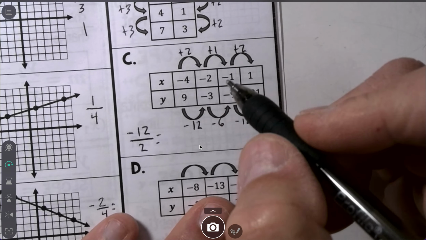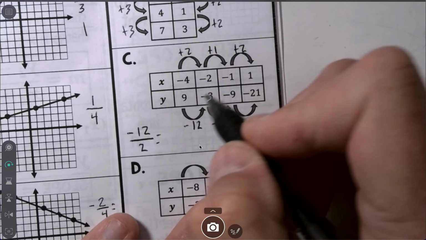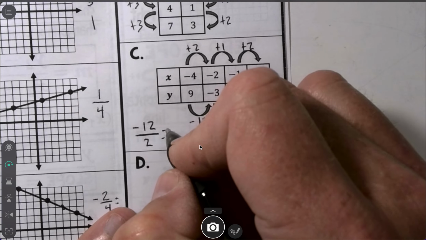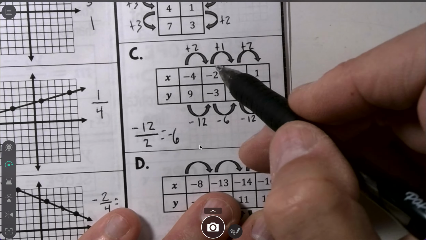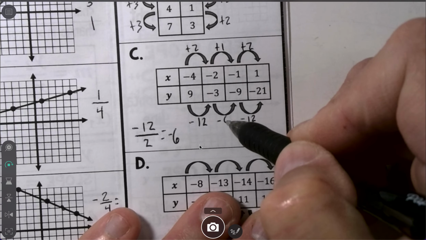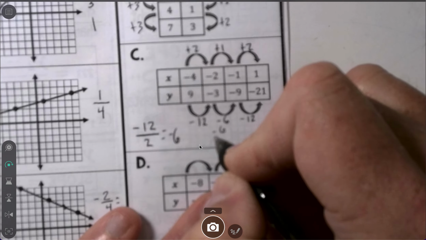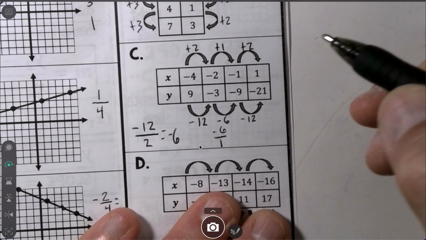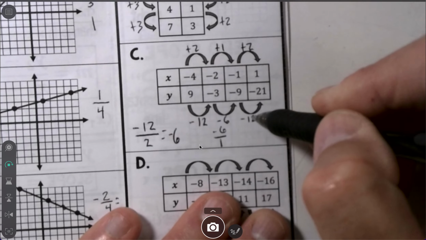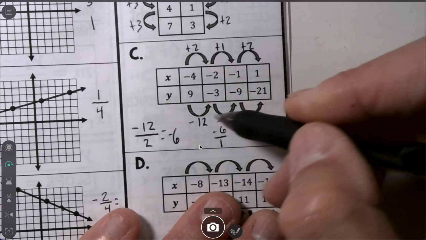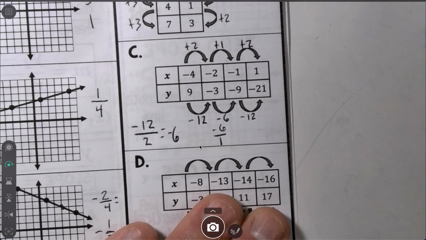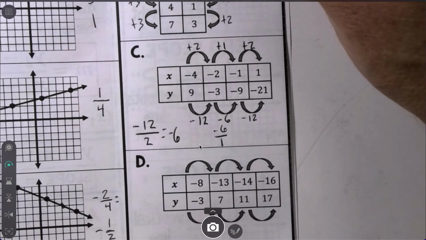Okay, what does that simplify to? Negative 6. Okay, but what if I use this interval? This would be a negative 6 over a positive 1, and that is the same thing. It's still a negative 6. And here I've already got that negative 12 over 2 interval, so we know that's going to be the same thing. So I have the same slope all the way down as I go through this table.